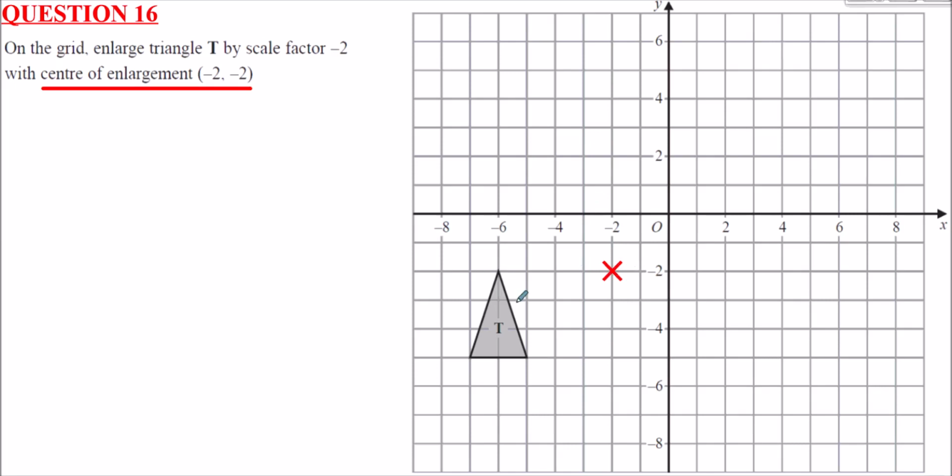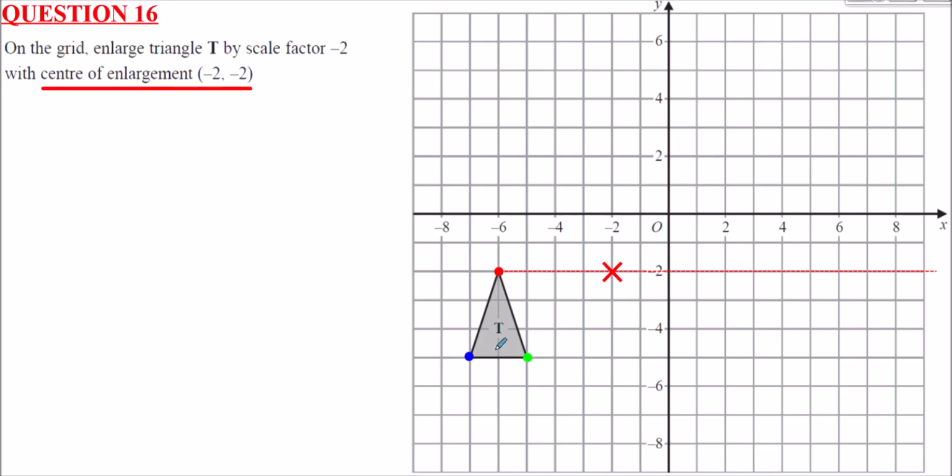Next, I'm going to highlight the three main points of triangle T. I say the three main points, I mean the three only points a triangle has. So when we enlarge this triangle, the new points on the triangle will be along the line that joins each original point to the centre of enlargement and extended along. So if I do a straight line from the red point to the centre of enlargement in a dotted red line, I'll get this.